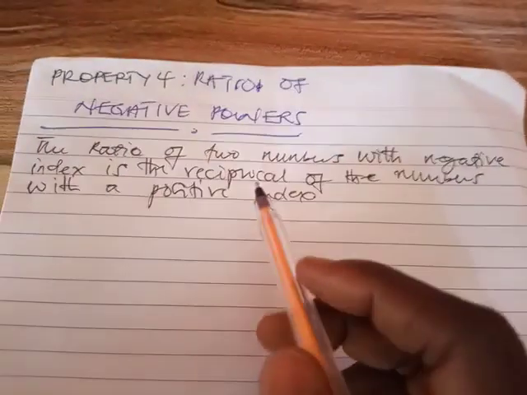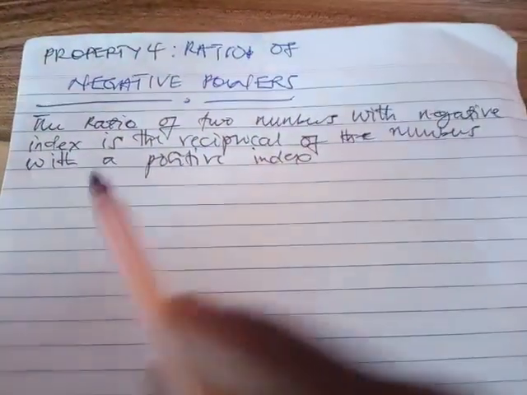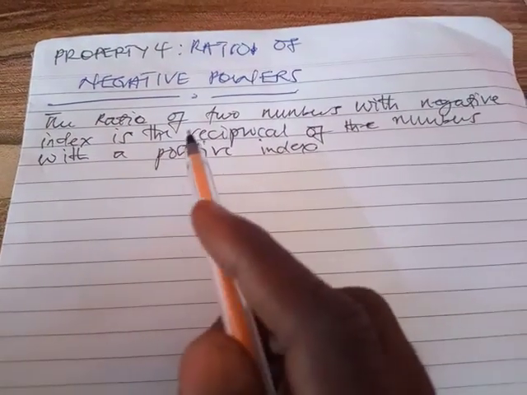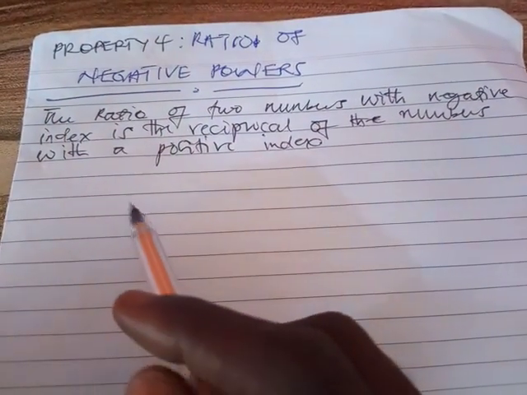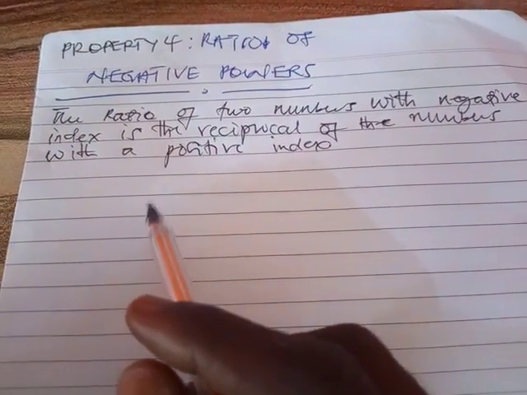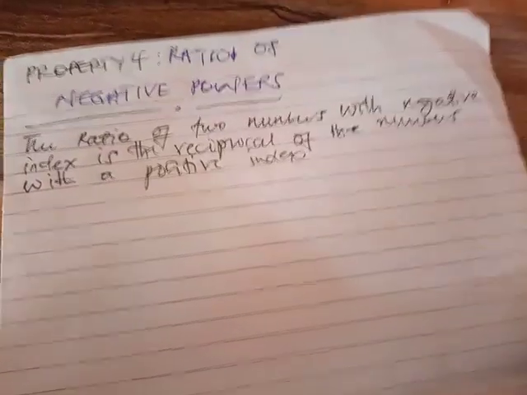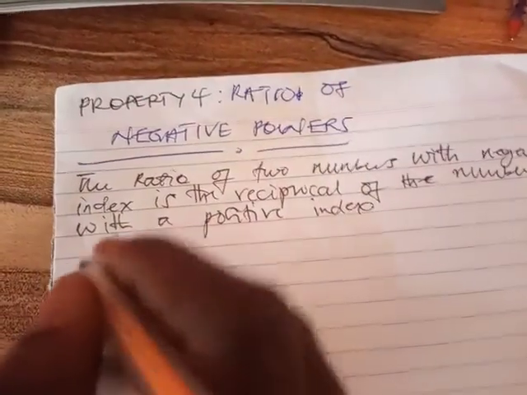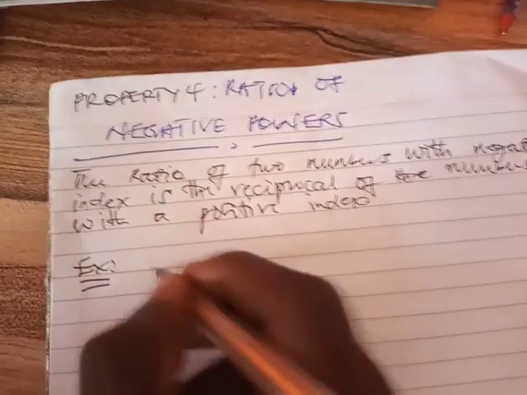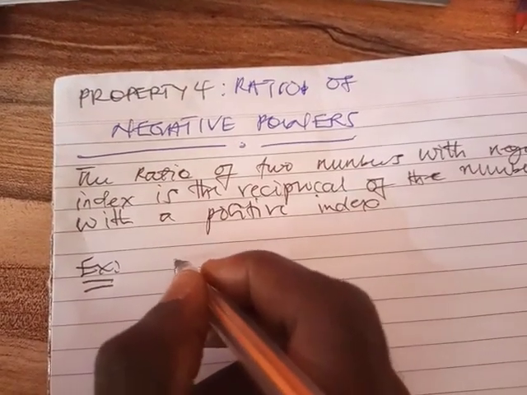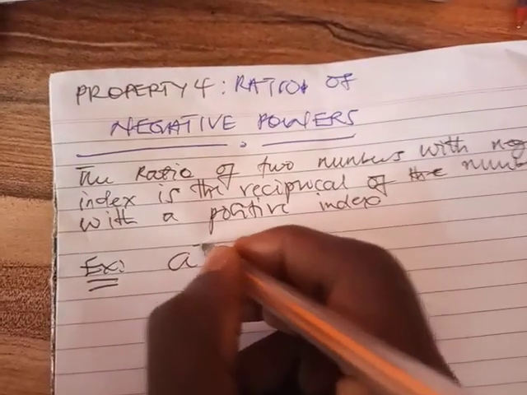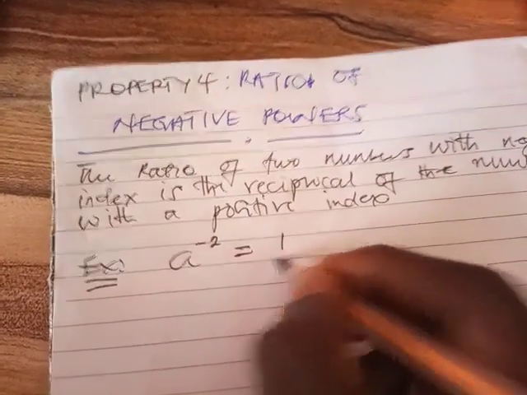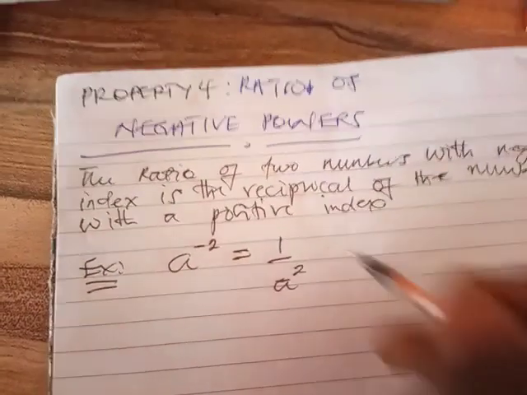Now the property 4, I call the ratio of negative powers. And it's saying that the ratio of two numbers with negative index is the reciprocal of the numbers with a positive index. So before we come back to this statement, or before you can understand this statement very well, let's look at this case. Let's look at an instance of, let's say, a exponent negative 2. A exponent negative 2, we saw that this thing can be written as 1 over a exponent 2.